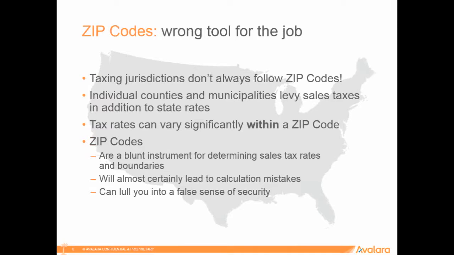Zip codes. So zip codes are the wrong tool for the job. Most people think zip codes correlate to sales tax. Unfortunately, they're really for shipping, for the postal office. Taxing jurisdictions don't follow zip codes. The individual counties and municipalities levy sales taxes in addition to state rates, so tax rates can vary significantly within a zip code. You may know of a zip code close to where you live that crosses multiple counties. Well, imagine that, and then having all those local taxing jurisdictions. How would you know which one to apply? And that's why zip codes don't work for sales tax.